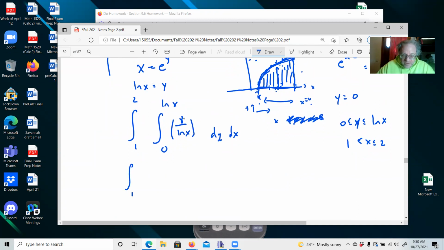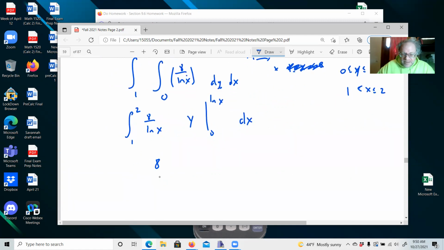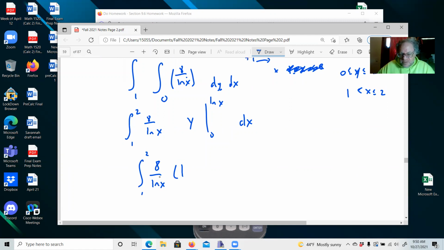Okay, so 1 to 2, just dealing with this, right? This is just 8 over ln x, and then integrating y is y, and we're going to go from 0 to ln x. Okay, and then we have a dx. That pairs with the 1 to 2 dx. So we're going to have an 8 over ln x, integral from 1 to 2. And then for y's, we're just going to plug this in. We're going to say ln x minus 0 dx.